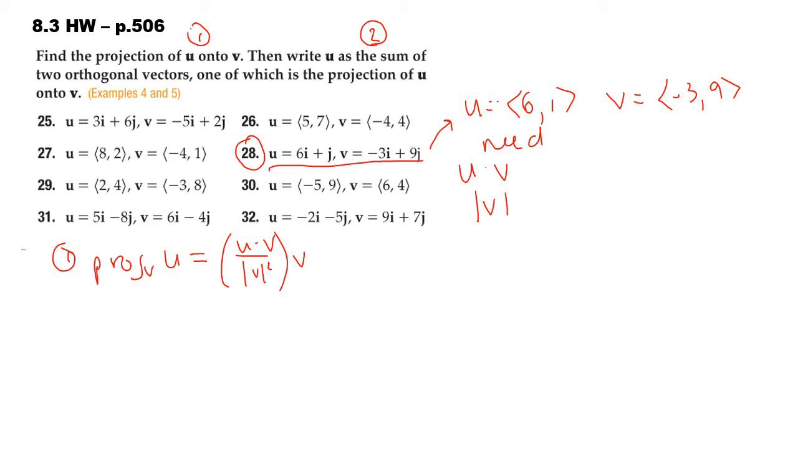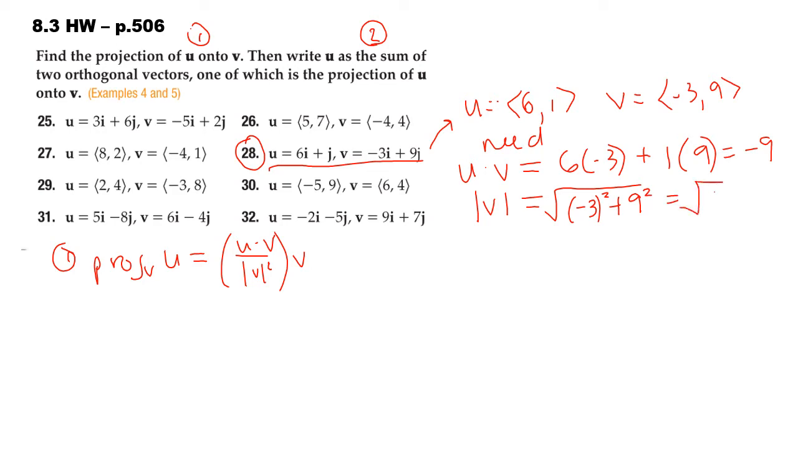To find u dot v, we are going to multiply 6 times negative 3 plus 1 times 9, and that equals negative 9. To find the magnitude of v, we take the square root of negative 3 squared plus 9 squared. And that equals the square root of 90, which I know you could simplify down to 3 square roots of 10, but since we're going to be squaring it in the formula, we aren't going to bother doing anything to that square root. We're just going to remove it later.